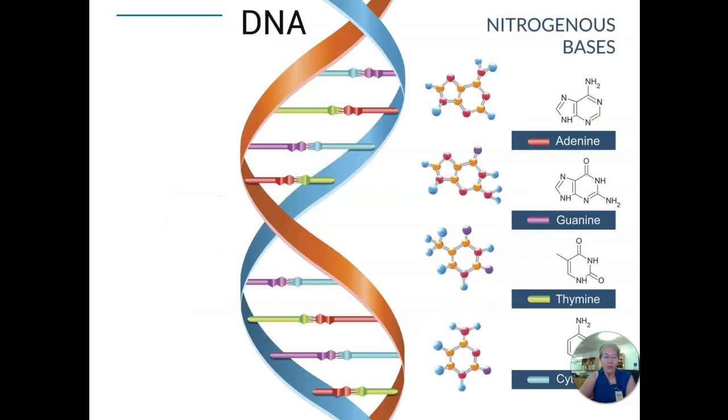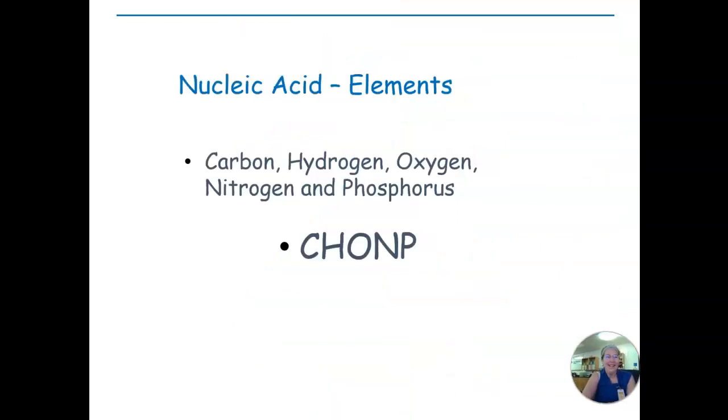Just a model to help you visualize it. And so they have carbon, hydrogen, oxygen, nitrogen, and phosphorus. And that is the end of this section. So remember, you have carbohydrates, proteins, nucleic acids, and lipids, macro organic molecules.